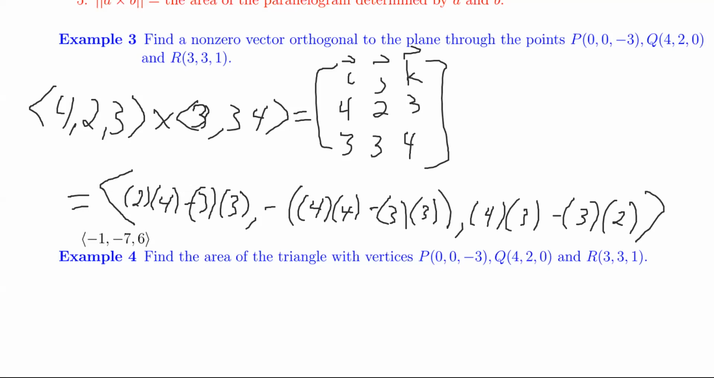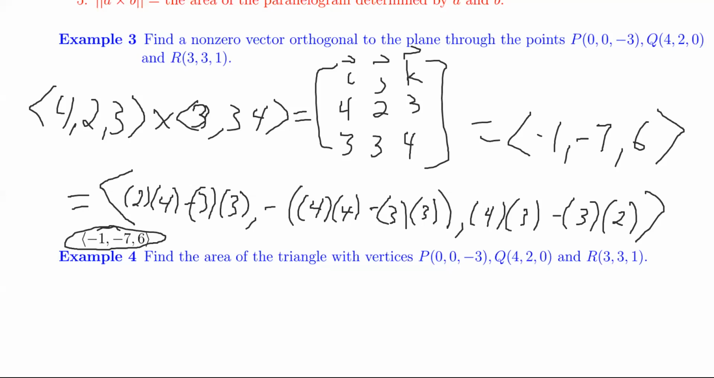And we combine all of that, we get 8 minus 9 is negative 1. Then we get 16 minus 9 is 7, but we have negative of that, so that is a negative 7. Then we have 12 minus 6 is 6. So we get the vector negative 1, negative 7, 6. So we have calculated a non-zero vector orthogonal to the plane through 3 particular points.